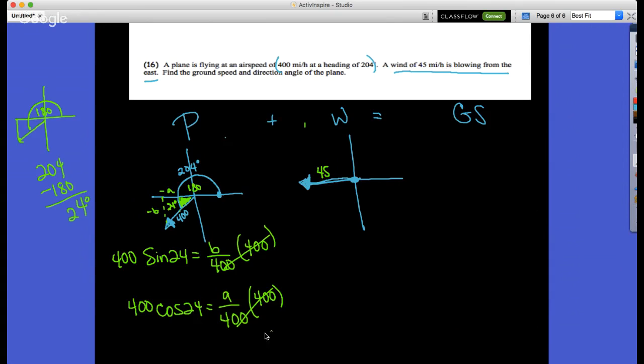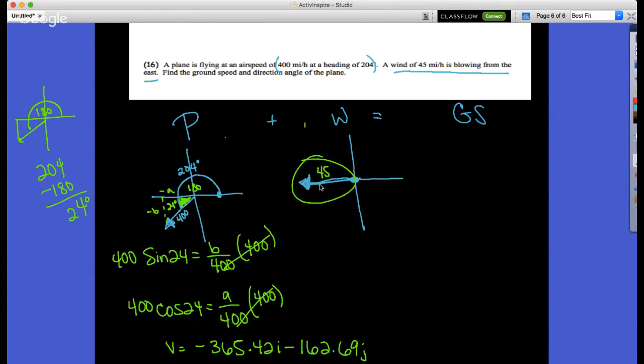But when I plug this in, my first vector is equal to negative, by the way, because both are negative there, 365.42 I minus 162.69 J. So this right here is the vector for the plane.